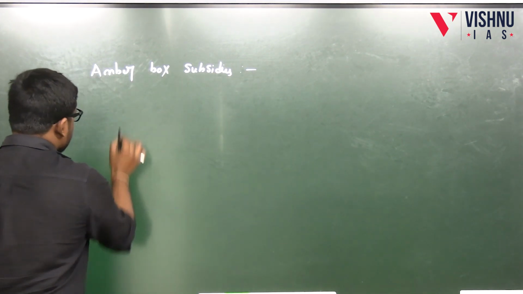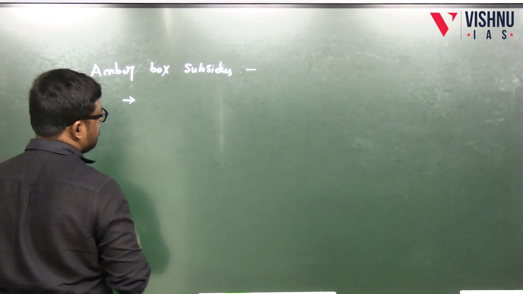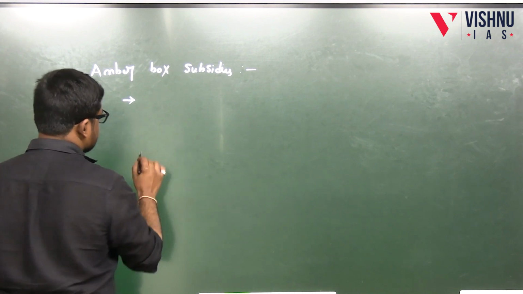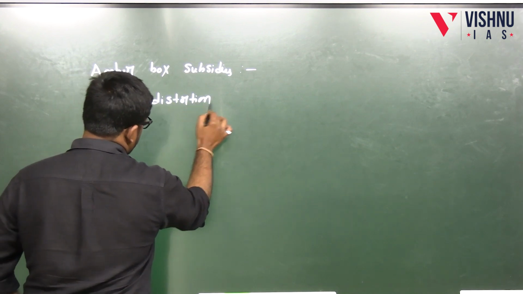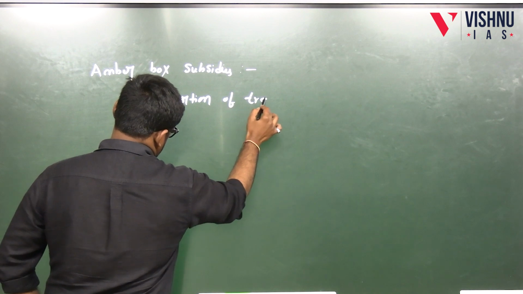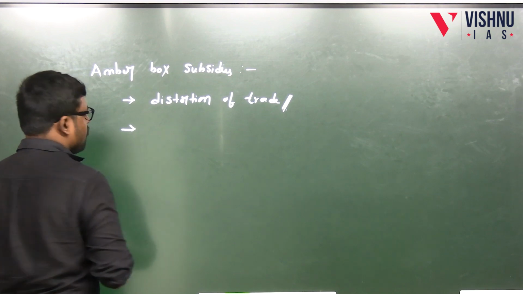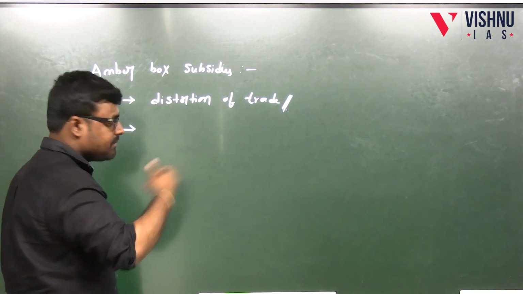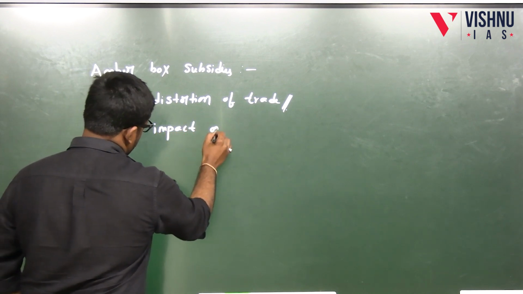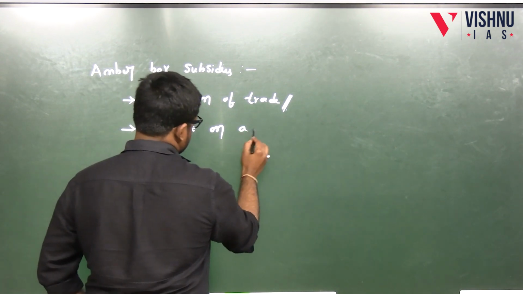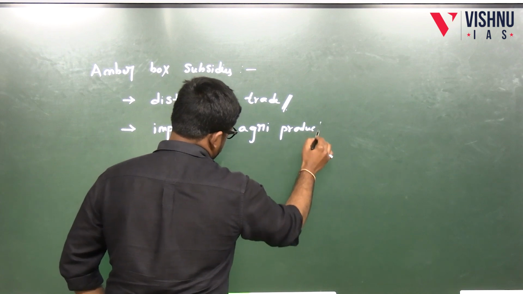See, these are the subsidies provided by the government which cause distortion of trade. So when the government provides these subsidies, they will have an impact on production. What production? Agricultural production.